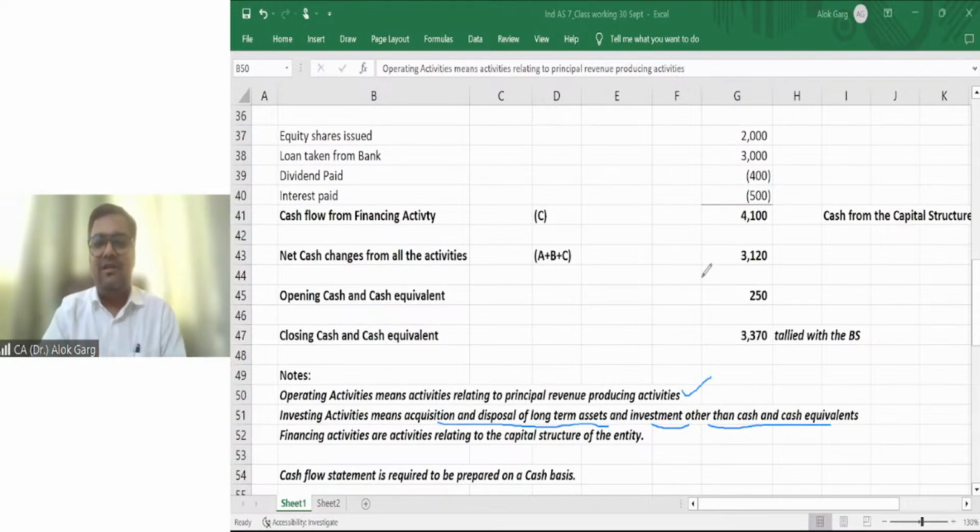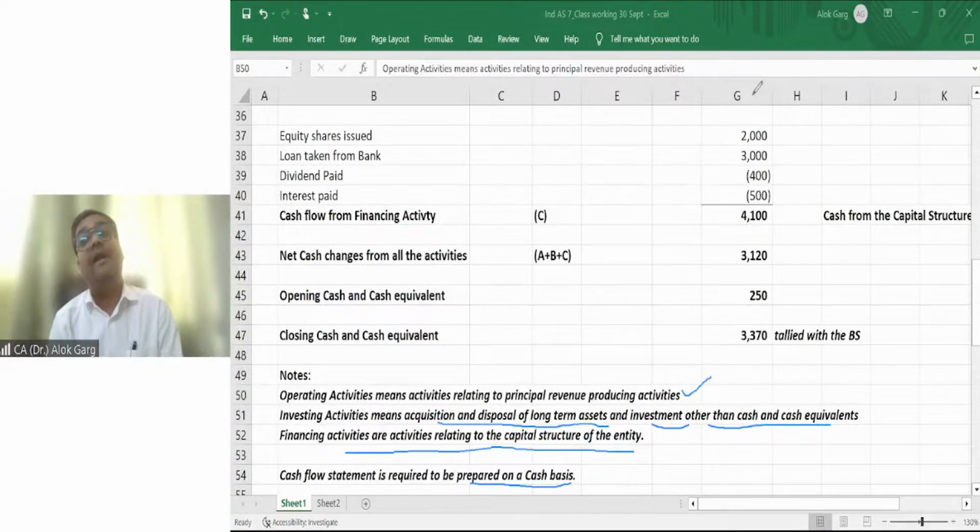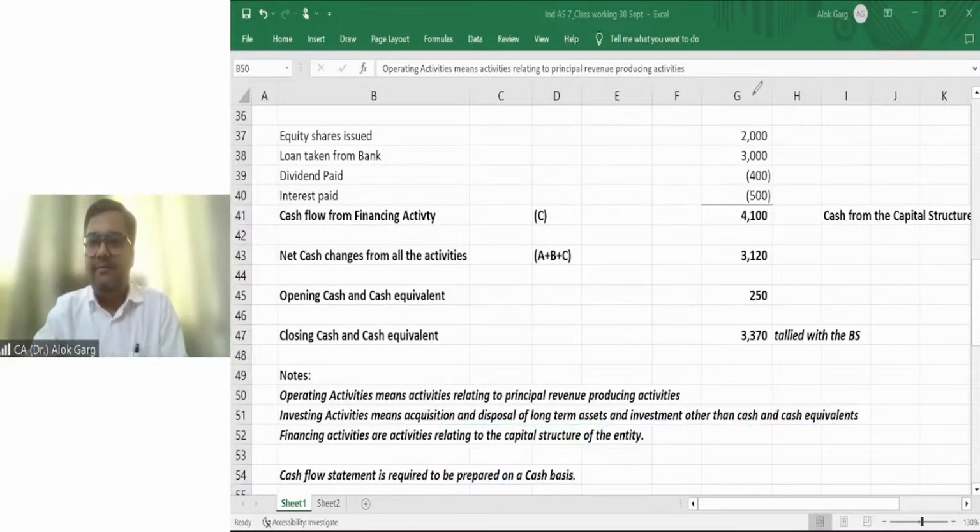That is your cash and cash equivalent, right? Financing activity, or activity relating to the capital structure of the entity: equity, debt. Cash flow statement is required to be prepared on a cash basis, right? All the other components are on accrual basis. Cash flow statement is on cash basis. That is why all these adjustments are required in operating. You remember? Add or less non-cash item, then changes in working capital, right? This is why it is required.